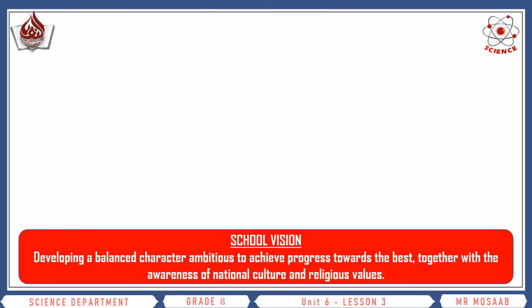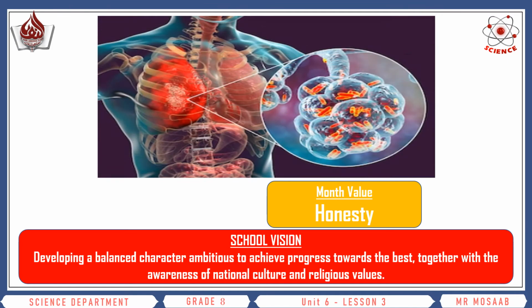Now let's start lesson 3. This is for next week, for tomorrow, inshallah. Our value of the month for this month is honesty. And lesson 3 is gas exchange in alveoli: how gases like oxygen and carbon dioxide are exchanged between blood and air.